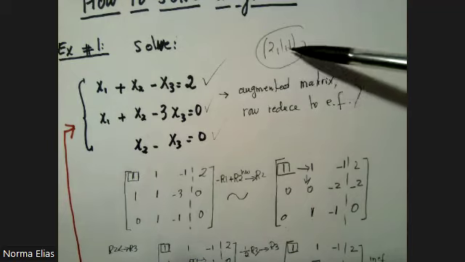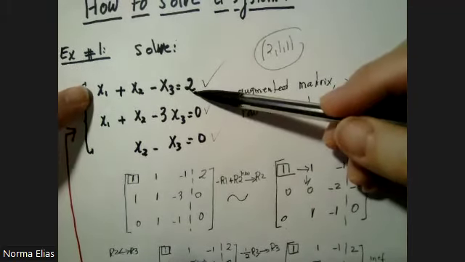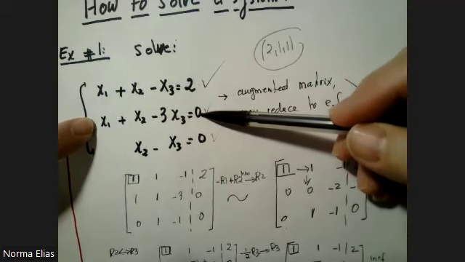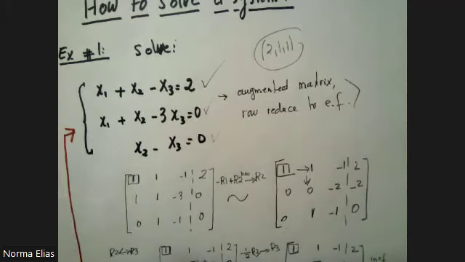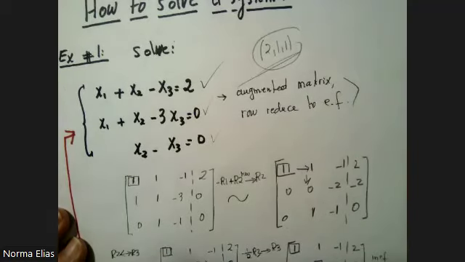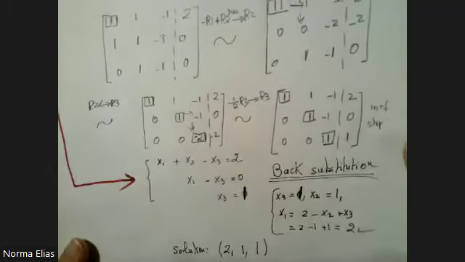Every solution 2, 1, 1 satisfies this equation. It means this point is a point on this plane. It's a point on this plane. It's a point on this plane. It means that those 3 planes, if you draw them, they're going to intersect, and they intersect in exactly 1 point, which is 2, 1, 1. Okay. Any questions before I move on to example number 2?